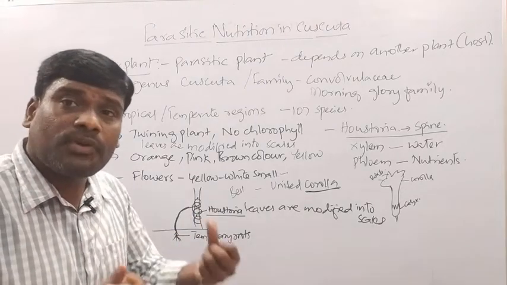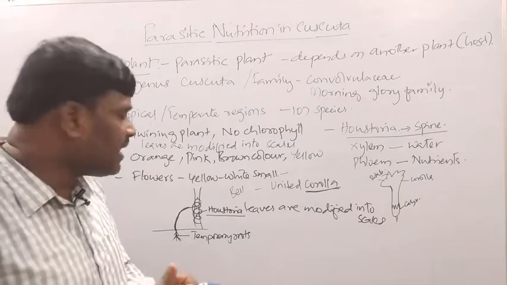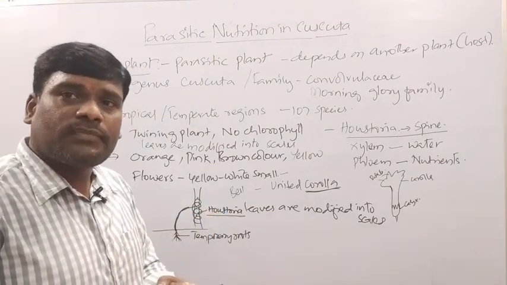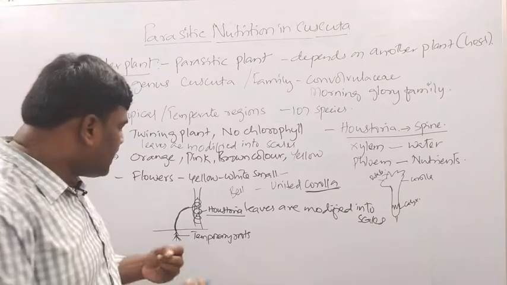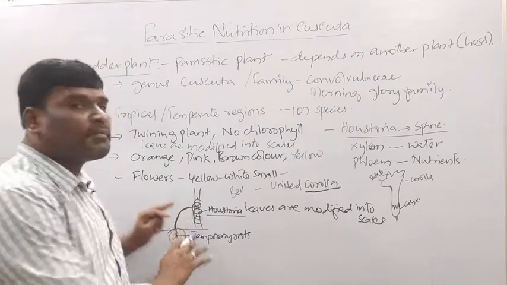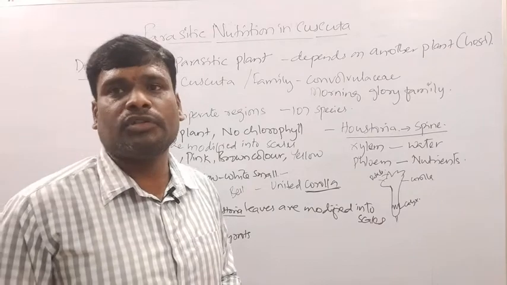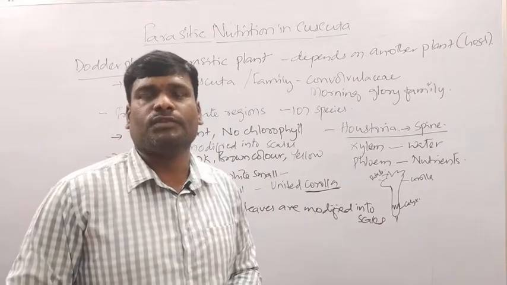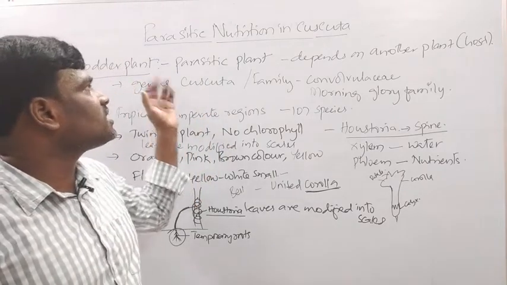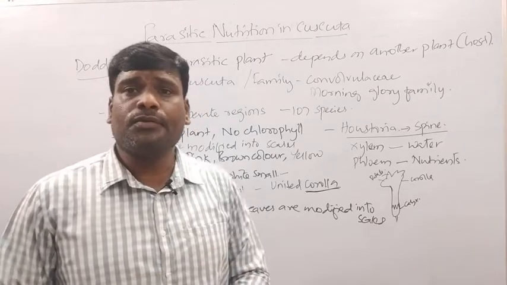They get the nutrients from the host plant, children, and once it starts taking the nutrients from the host plant, the temporary roots disappear, and it leaves the soil completely, and it depends completely on the host plant only, children. In this way, the dodder plant, which belongs to the genus Cuscuta, gets the nutrients.